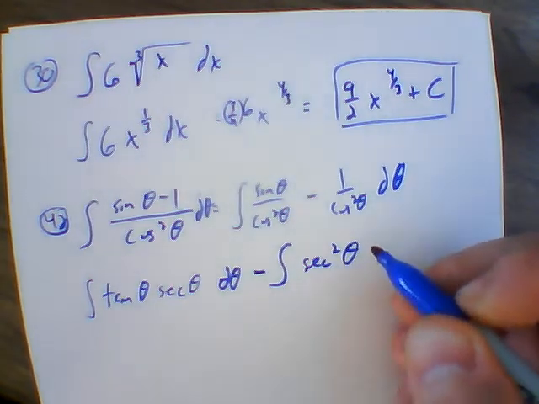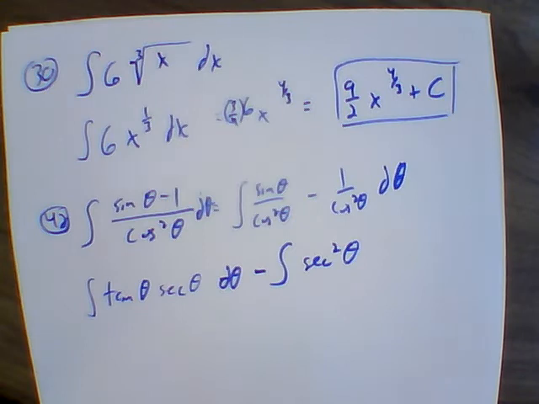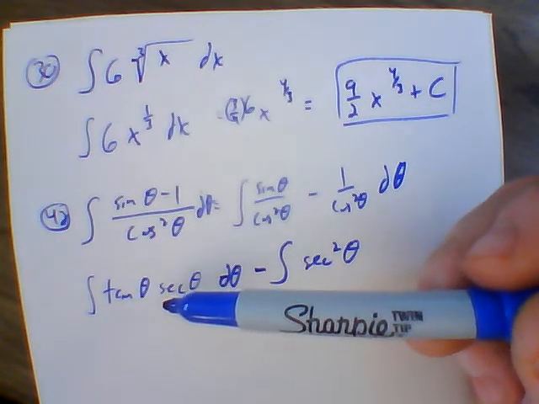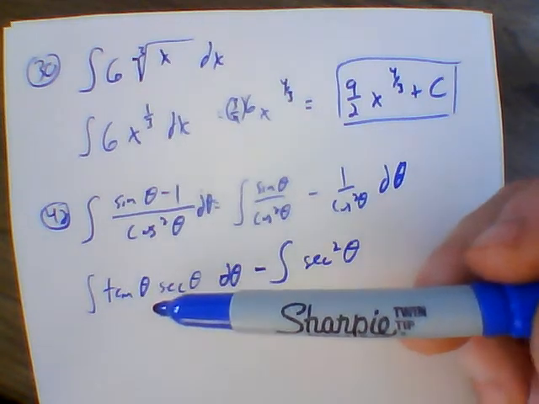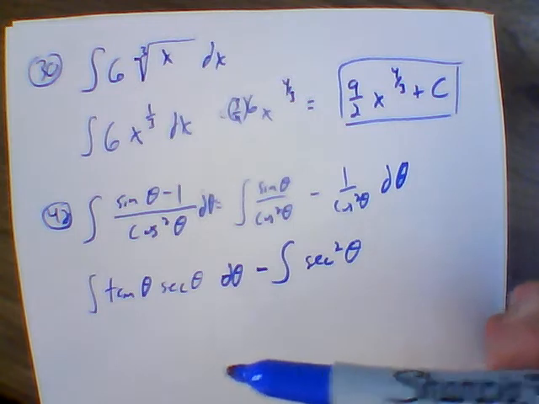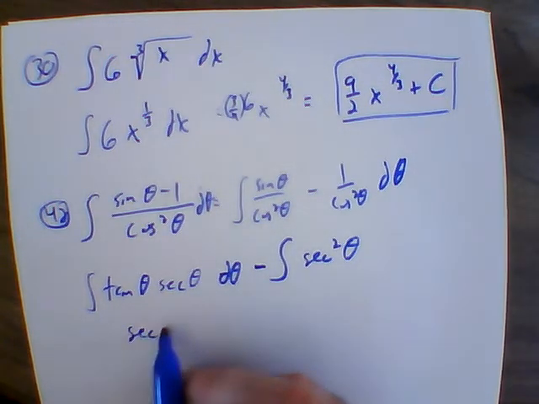secant squared theta. Now this is where you have to go back to your table. Let's take a quick look here, on page 322 they give us those trigonometric ones. So if I look at tangent, secant led back to secant. Okay, so it led back to secant here. So this was secant theta.